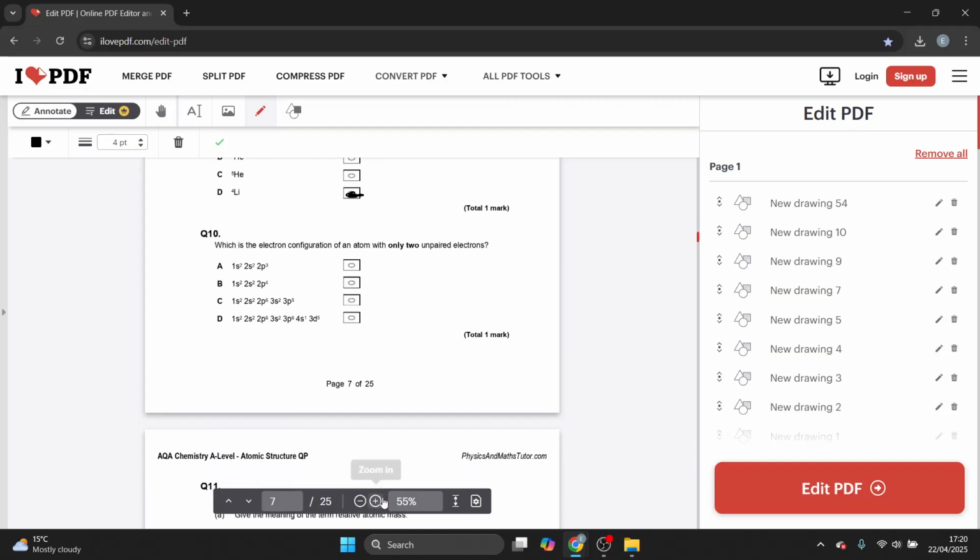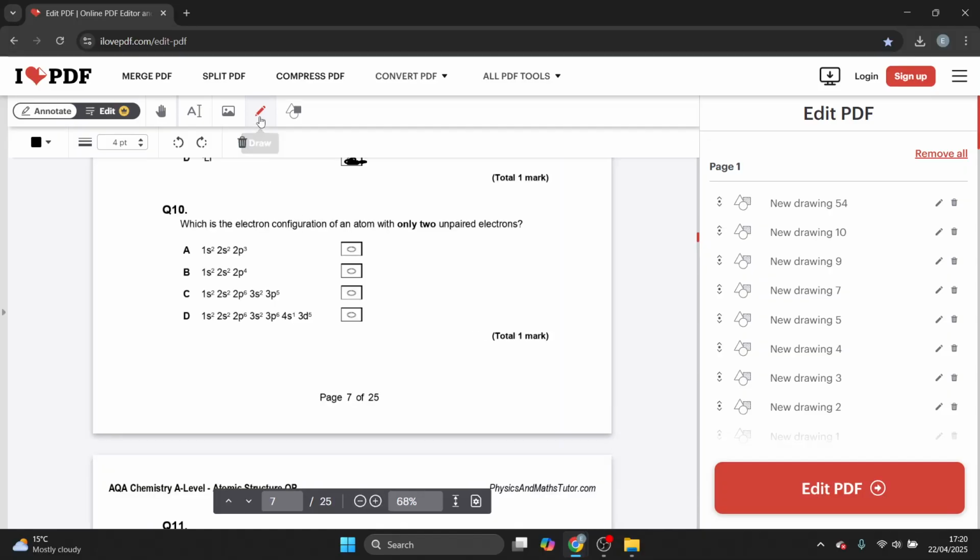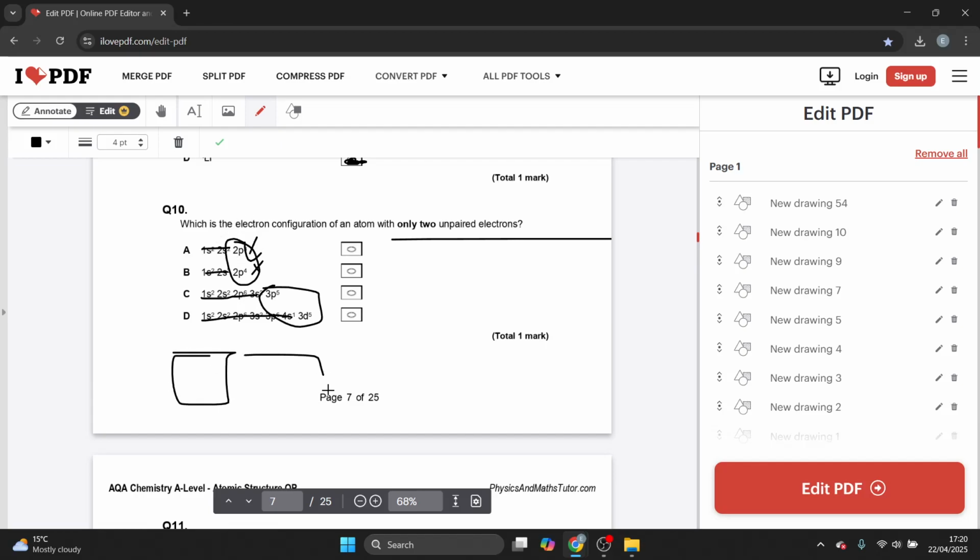10b, what is the electron configuration of atoms with only 2 unpaired electrons? So this one's slightly difficult. Well, what I would do is cross out everything except for these things, because I want to see which has only 2 unpaired electrons. I'm going to look at these electrons, right? Obviously 2p3, well, how many p orbitals? There's 3, right? So if I have 1 here, and remember the rule, they prefer to occupy the orbitals themselves.